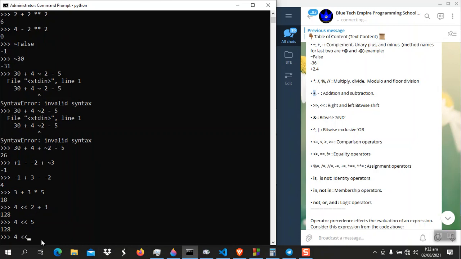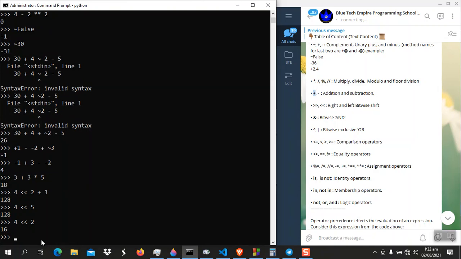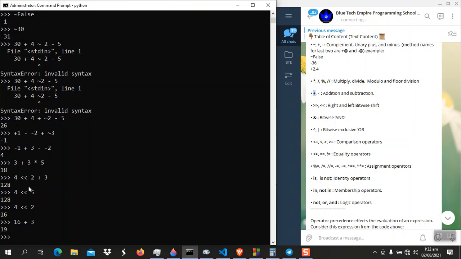If you have 4 left shift 2, that's 16, and 16 plus 3 does not give us 128. So this will be evaluated first, because plus has a higher precedence than the left shift operator. As you can see, plus appears before left and right shift. Left and right shifts have the same precedence, so they are going to be evaluated from left to right. For example, if you write 3 right shift 4 left shift 4, it's going to first do this, then later do this.